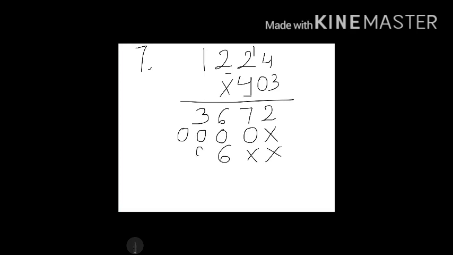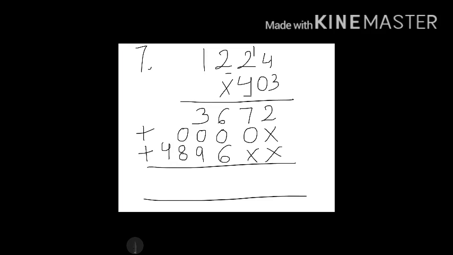4 2s are 8 and 1 is 9. Again 4 2s are 8 and then 4 1s are 4. So this way I got the third line also. Now the last step here, we will add all these 3 lines.